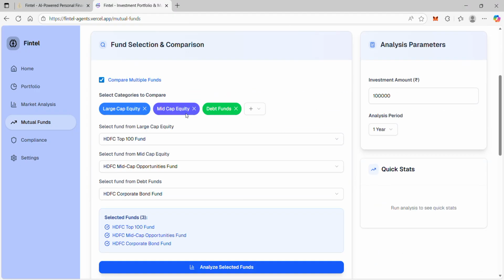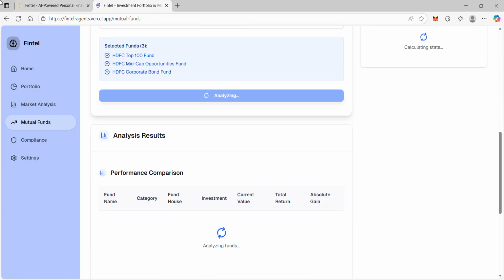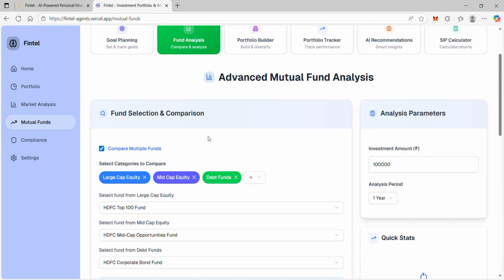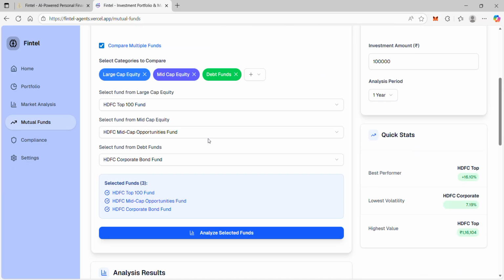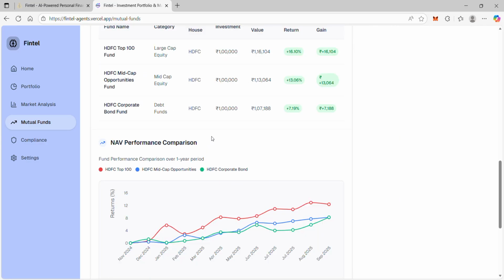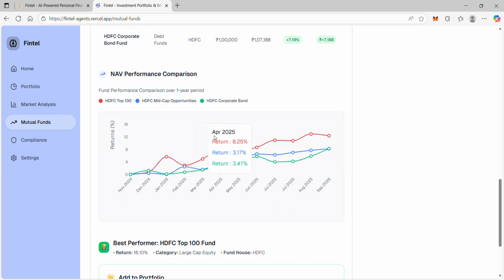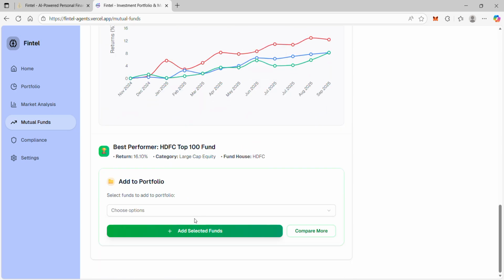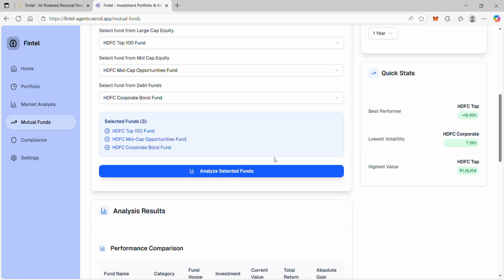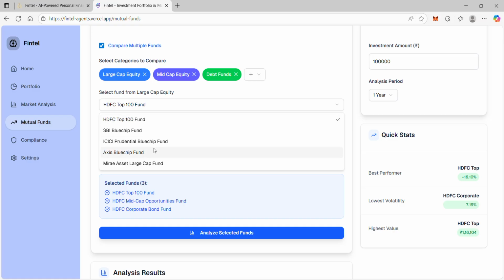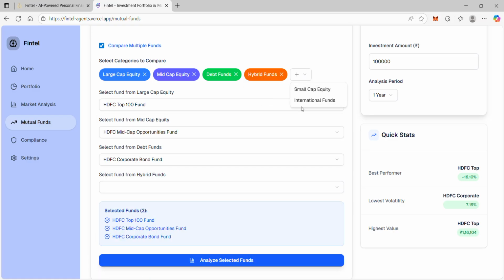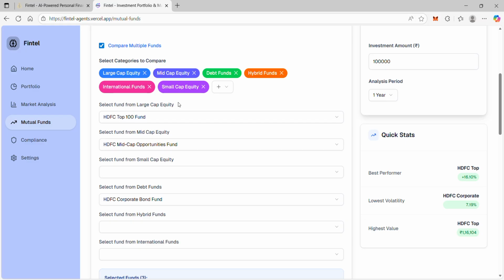Then in fund analysis, you can compare the mutual funds which you're adding to your portfolio. You can analyze the selected funds. This also is from real-time data. I have used the NAV API to get the real-time values or the price of mutual funds. There are about 17,000 mutual funds currently in the Indian market. You can select from these portfolios the returns, the category, fund house, etc. You can even search and add more hybrid funds, international funds, and small cap funds.